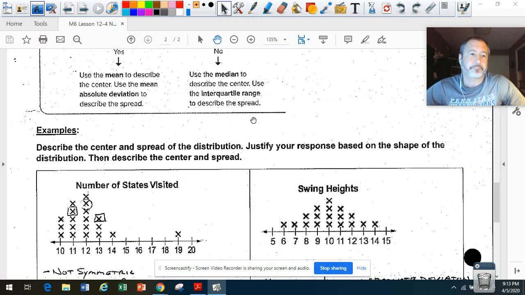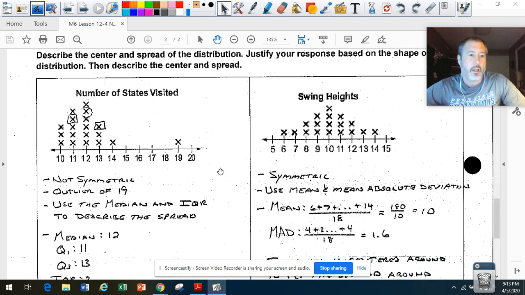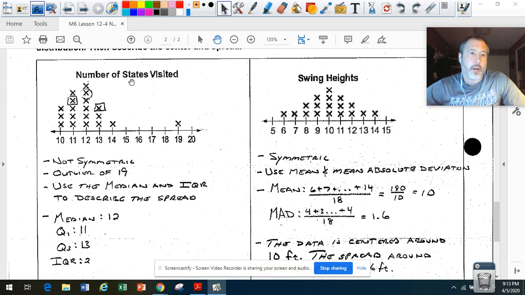Let's go down here. It says, describe the center and spread of the distribution. Justify your response based on the shape of the distribution. Then describe the center and the spread. Okay, guys, here we go. If we look here, the number of states visited. This looks to be skewed right. It goes around here, then we have our cluster down and over. So this is going to be skewed right. Is it symmetric? No. When it's not symmetric, we have to find the median and the IQR.